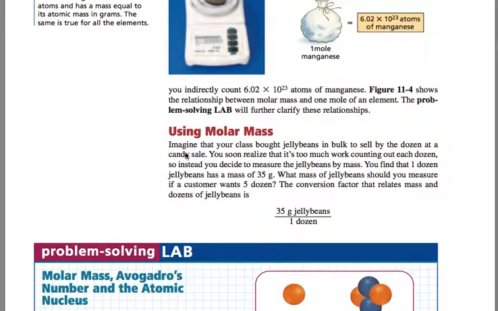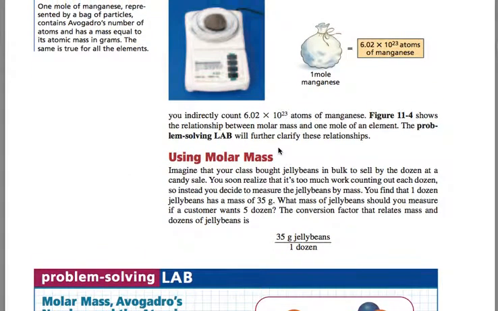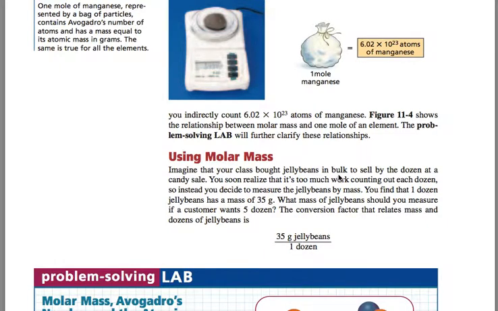Using molar mass, imagine that your class bought jelly beans, little candies, in bulk to sell by the dozen, 12 at a time, at a candy sale. You soon realize that it's too much work counting out each dozen. So instead, you decide to measure the jelly beans by mass.